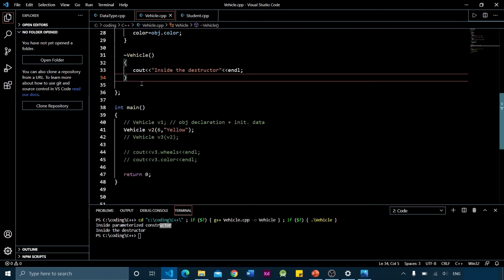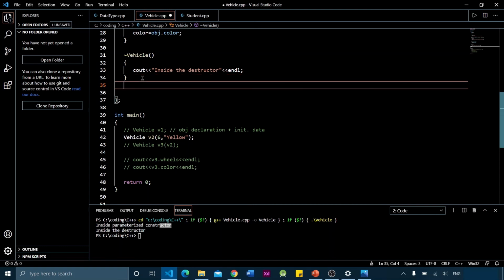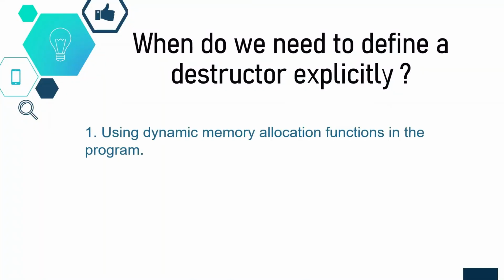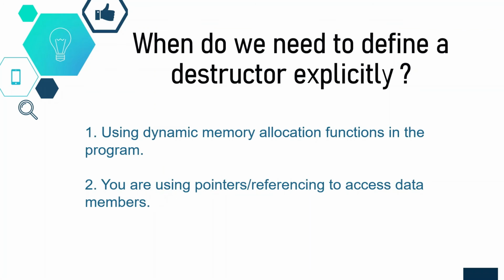Remember, you don't need to define a destructor of your own. The compiler provides you with a default destructor even if you don't define it. But in some cases, you need to define your own destructor. Now, let's see when we need to define a destructor explicitly. First one, using dynamic memory allocation functions in the program. And the second one, when you are using pointers or referencing to access data members.